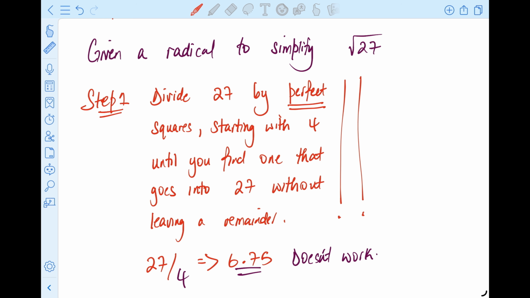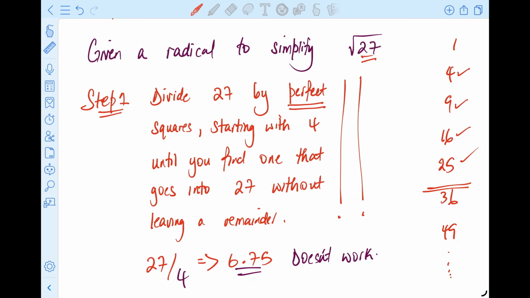So let me say that again. We're going to divide 27 by perfect squares. Remember, the first couple of them are 1, 4, 9, 16, 25, 36, 49, etc. Right? Now, obviously, 27 is smaller than all of these. So this is a pretty simple one because we're only testing either 4, 9, let's humor it, 16 and 25, right? So we're going to divide 27 by perfect squares.